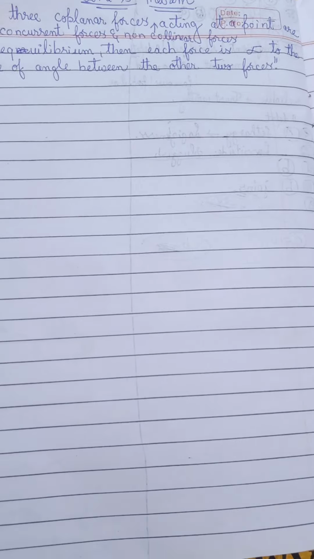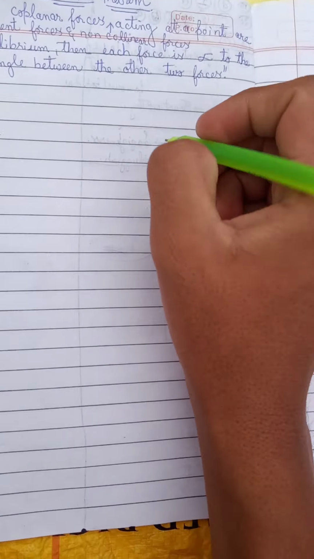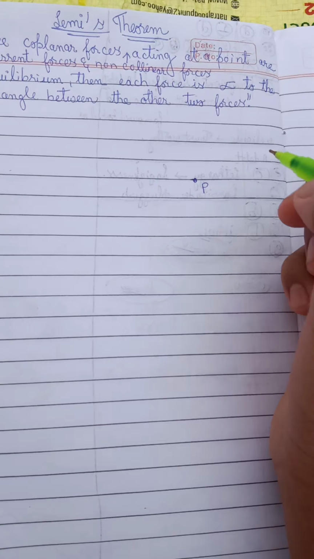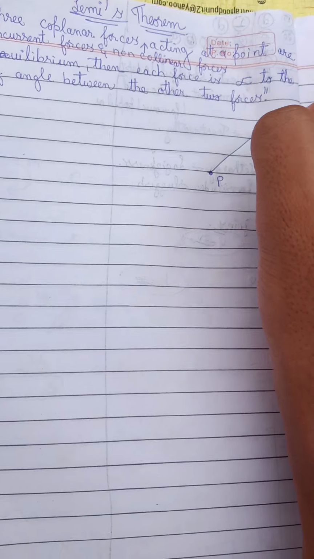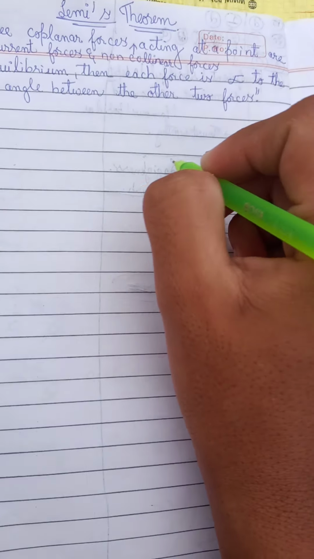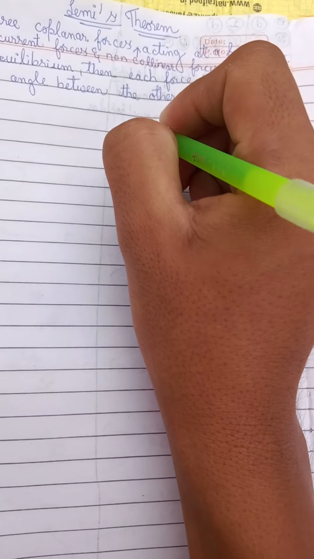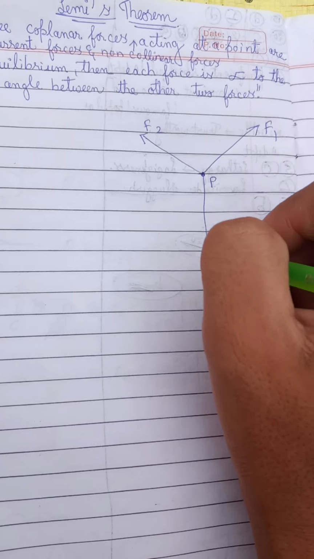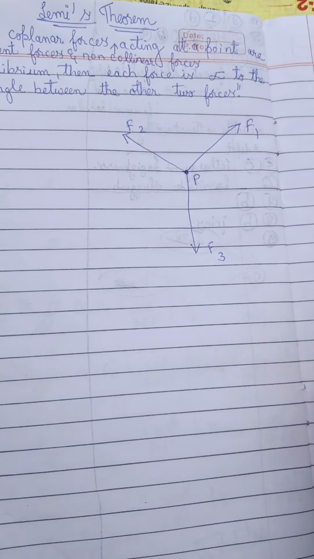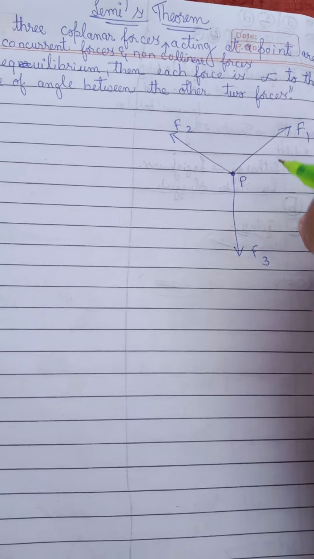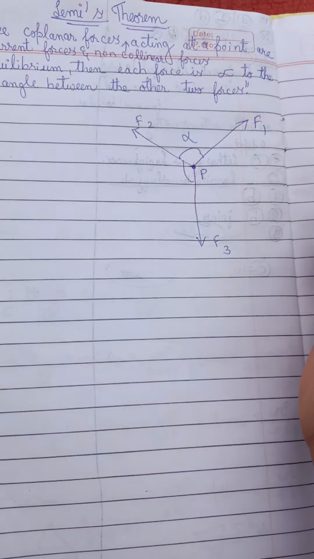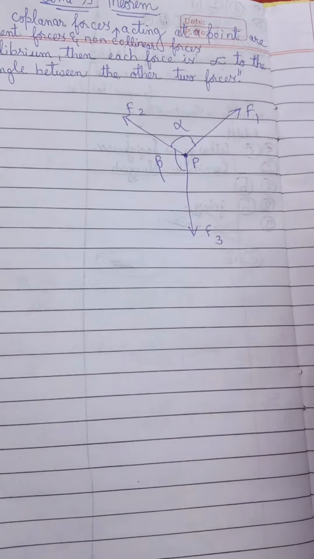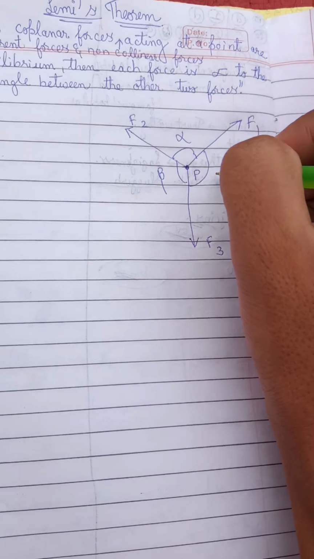Okay, so now I am going to draw the diagram. Suppose this is the point P where three forces are acting. Suppose this one is F1, this one is F2 and this one is F3. Then according to the above statement, suppose the angle between F1 and F2 is alpha. Then similarly the angle between F2 and F3 is beta and the angle between F3 and F1 is gamma.